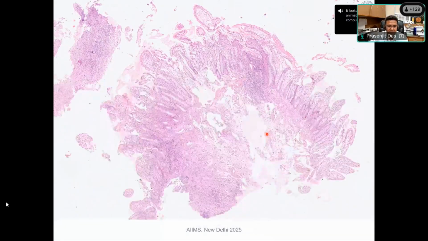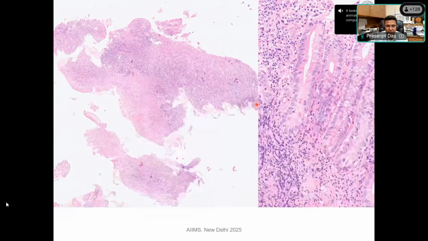So let us go into high power. What you can see here. So this is the ileal fragment. Similarly, this is a patchy inflammation. And anything else? Can you see any ulcer or anything in this power? Or you want to go to higher power? So let us go into higher power.